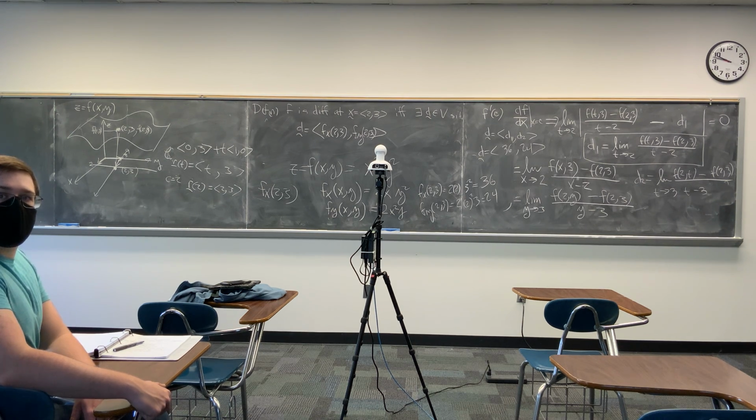Let's see how we did. Did you guys say 4x cubed plus 5y cubed? Now let's take our partial with respect to y. Now x is like a constant. What's the derivative of a constant? Not the limit. What's the derivative of a constant? 0. So this is 0.